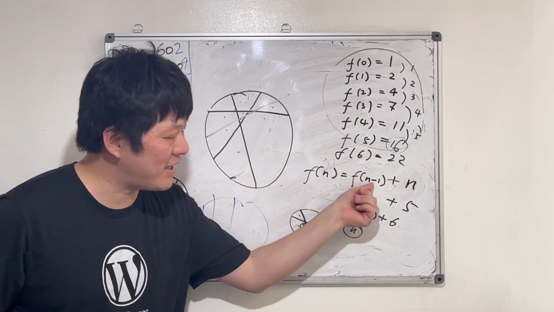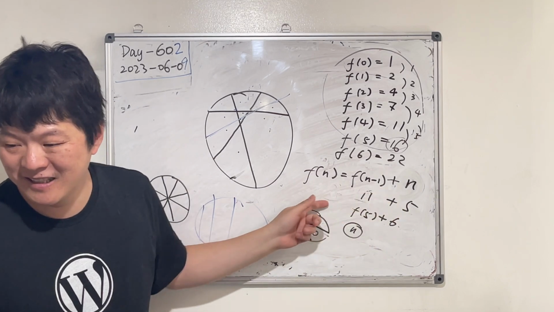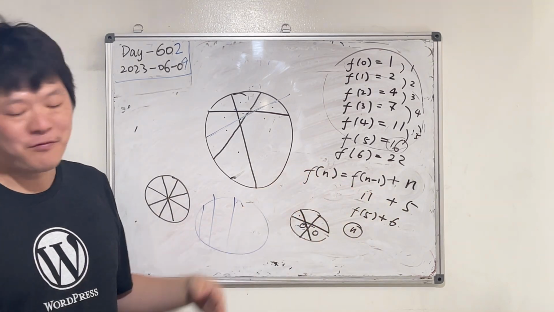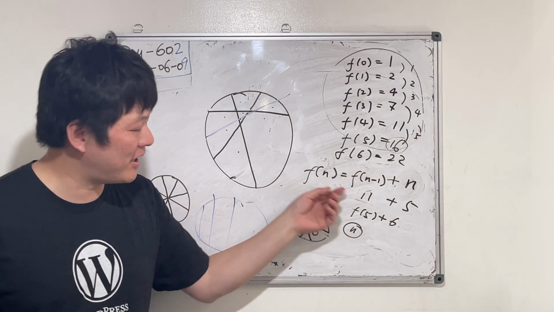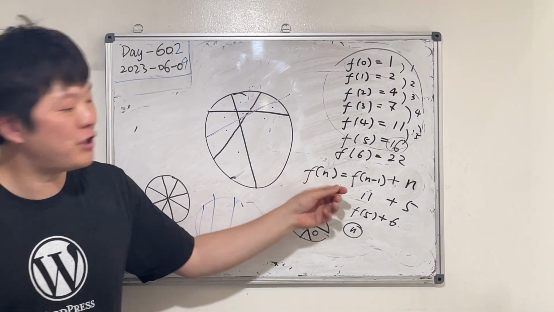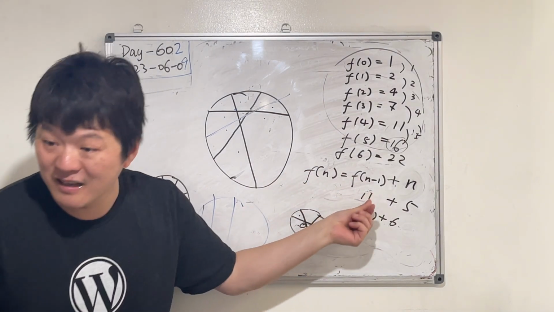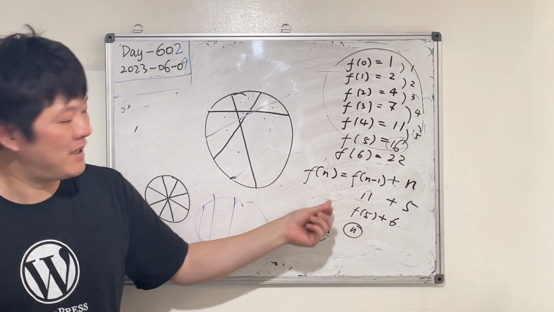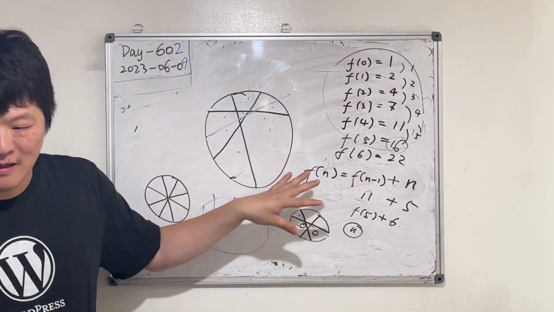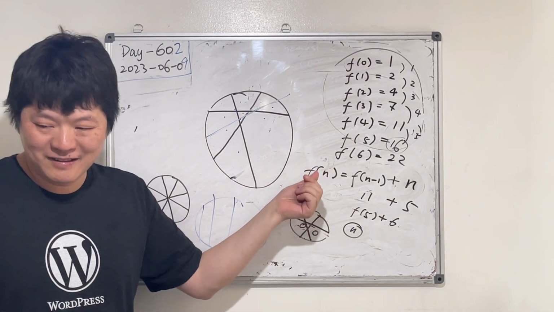f(n) equals f(n-1) plus n. What's this? Fibonacci? It's not Fibonacci, it's similar. So what do we call it? If we want to solve f(n), we need to solve f(n-1). Dynamic programming, yes, but look at this equation.